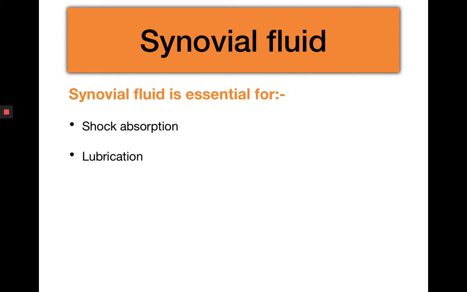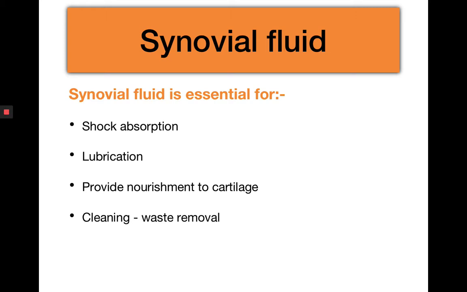It's really important for lubrication, and it will provide nourishment to the cartilage because the cartilage doesn't have its own blood supply. So it does need a good synovial membrane, and when this breaks down, it's going to cause problems with our joints, things like arthritis. It's also responsible for cleaning and removing debris and waste bone and stuff.